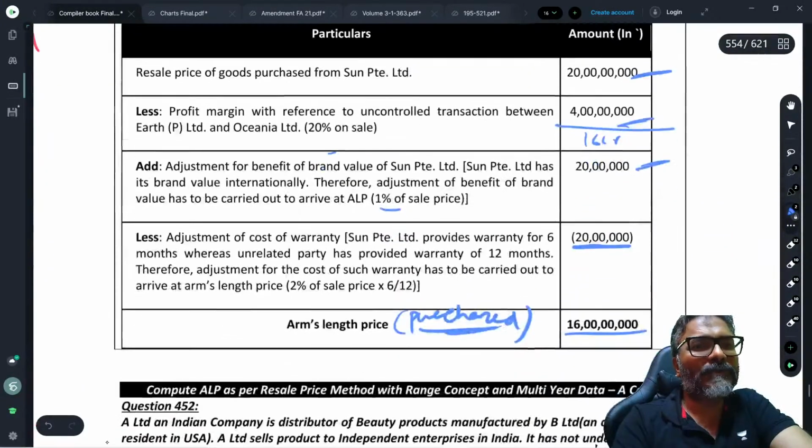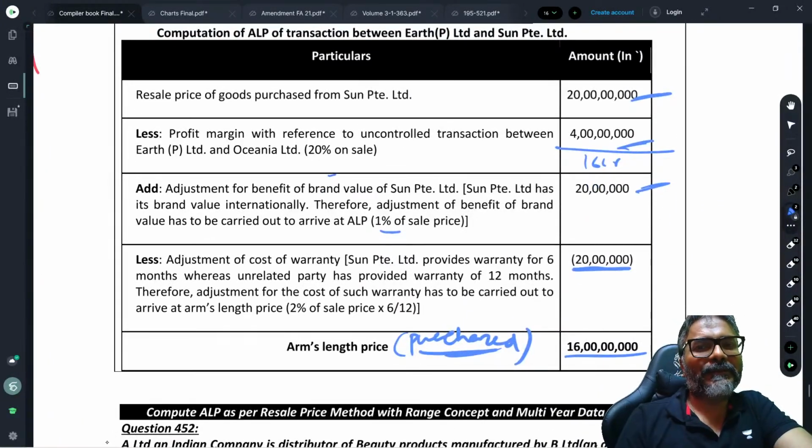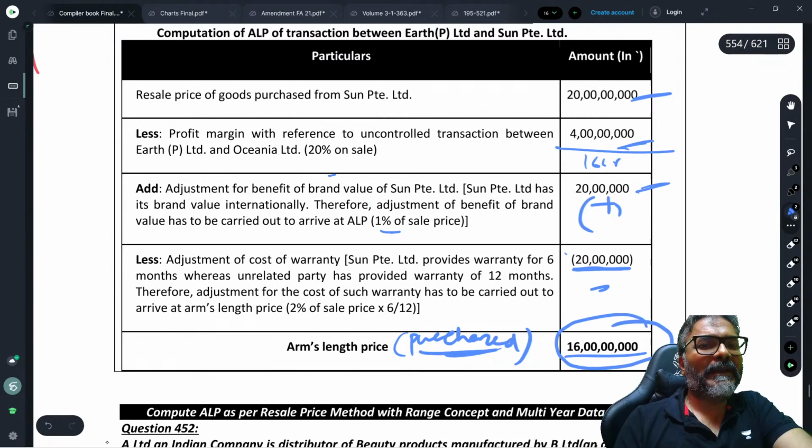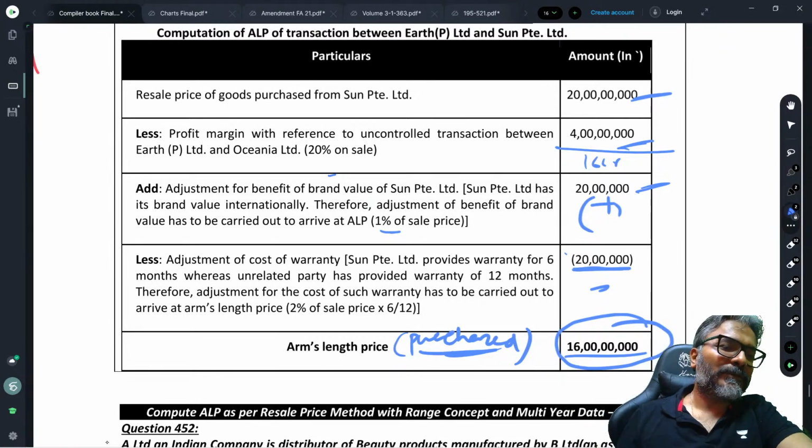Now can you just go through the solution? I'm adding here 20 lakhs and I'm reducing 20 lakhs. So effectively my arm's length price would be 16 crores. I hope that all of you are clear with this one. Fine, students. With that, we are done with this.